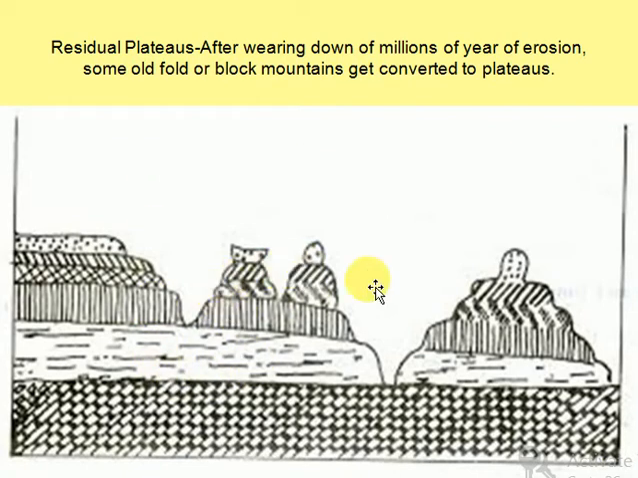Look at the image carefully. After millions of years, these might have been continuous mountain ranges, but due to the continuous erosion, some old fold or block mountains get converted to plateaus. So it is the result of erosion which took place millions of years ago, and it takes a very long time to convert these block mountains into a plateau.